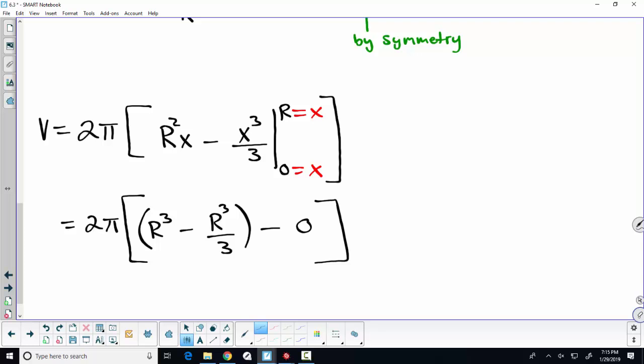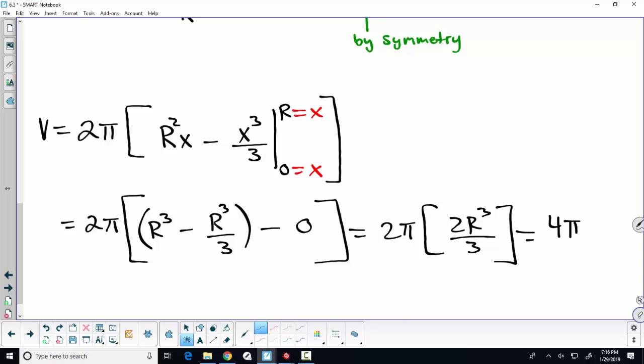So we get what we need to get. R cubed minus r cubed over 3. So we've got 3r cubed minus r cubed over 3. That's 2 pi times 2r cubed over 3. Multiply 2 pi times 2, so we have 4 pi r cubed over 3. Is that right? Yeah. There's our 4/3 times pi r cubed.